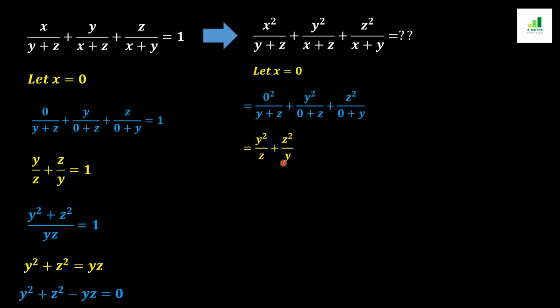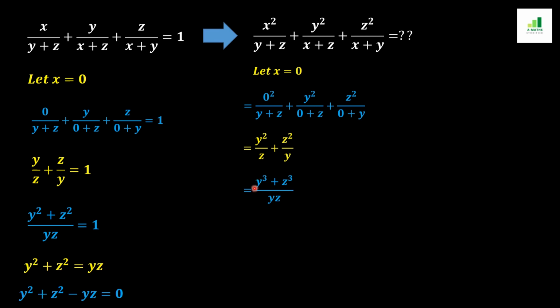Now we simplify both of these fractions by taking LCM, and as a result, we get y cube plus z cube over yz, because when this y multiplies with this y square, we get y cube. This z multiplies with this z square, we get z cube, the plus sign exists in the middle of the expression, and when y and z multiply, we get y into z in the denominator.